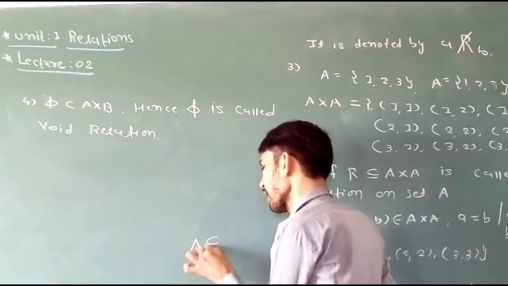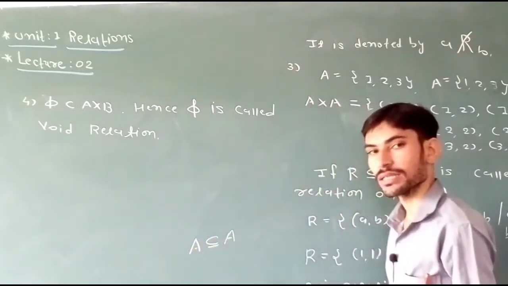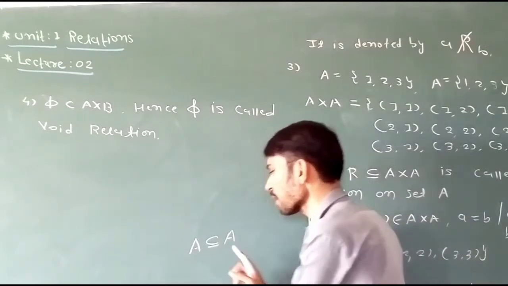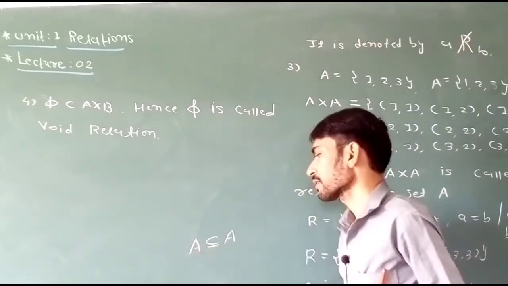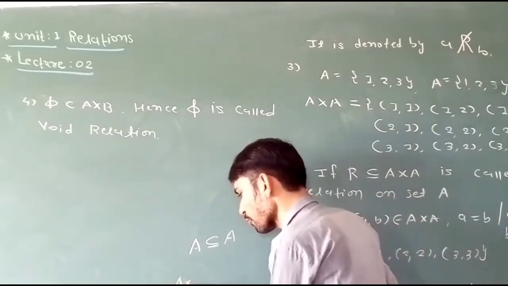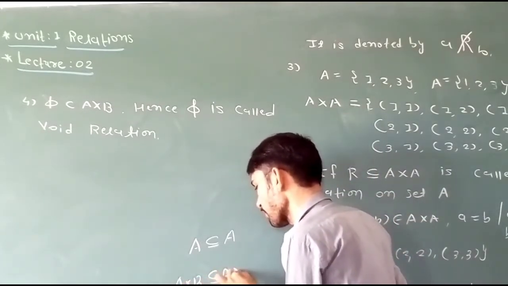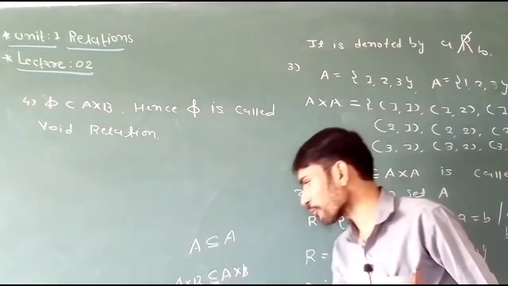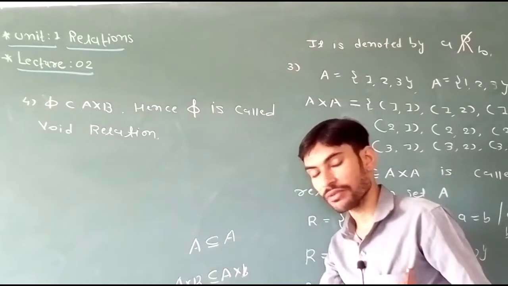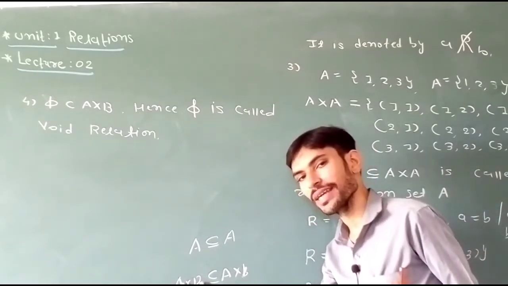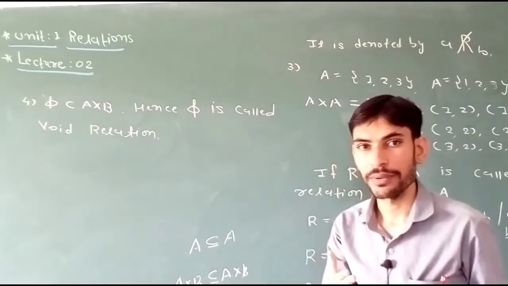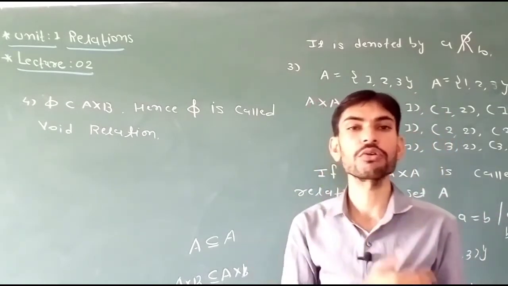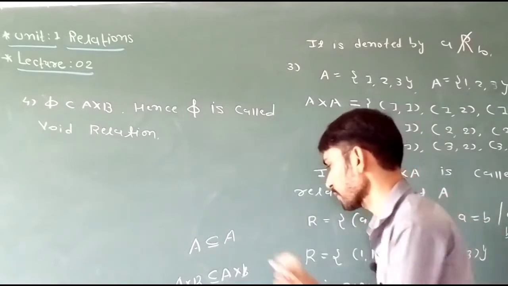As we already know, A is a subset of set A itself. Similarly, Cartesian product A cross B is a subset of itself, A cross B. So, by the definition of a relation, Cartesian product A cross B is a relation. Why? Because Cartesian product A cross B is a subset of itself. So Cartesian product A cross B is a relation, and this relation is called the universal relation.